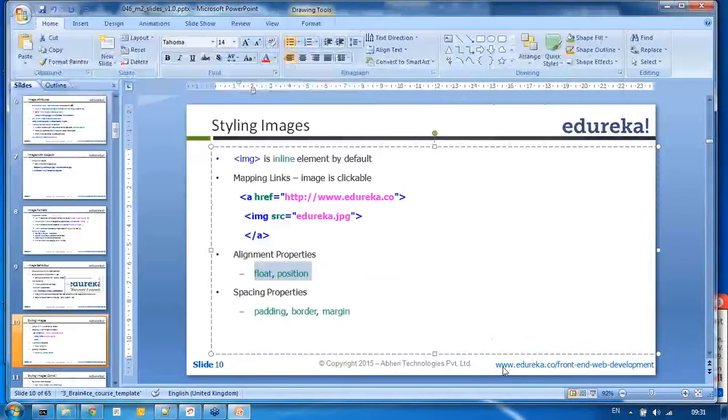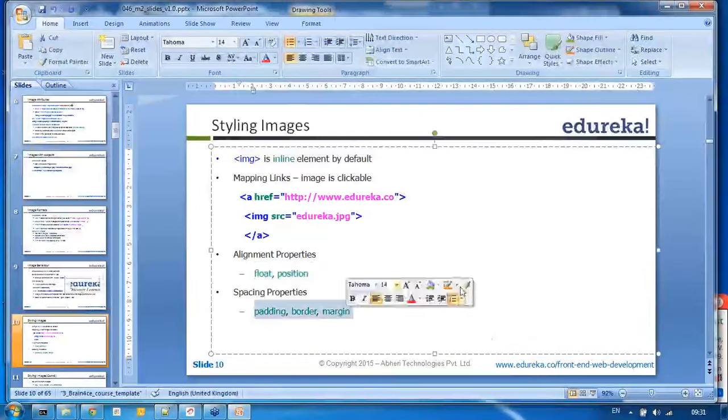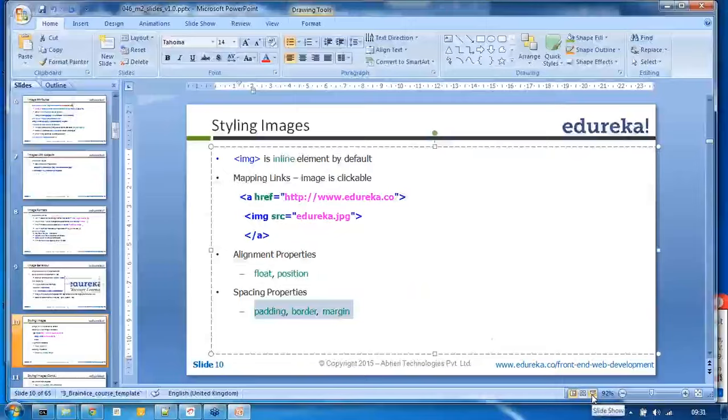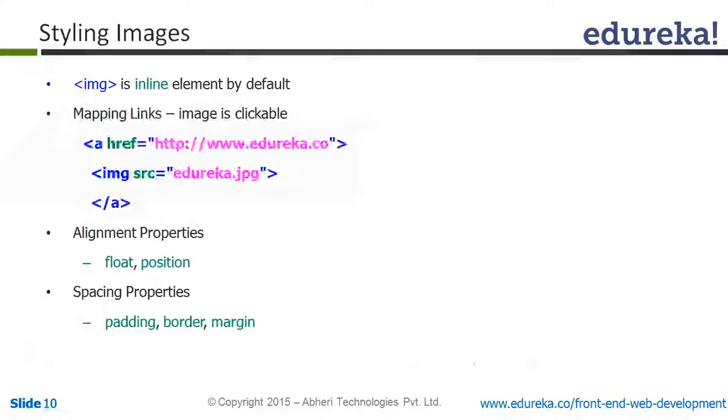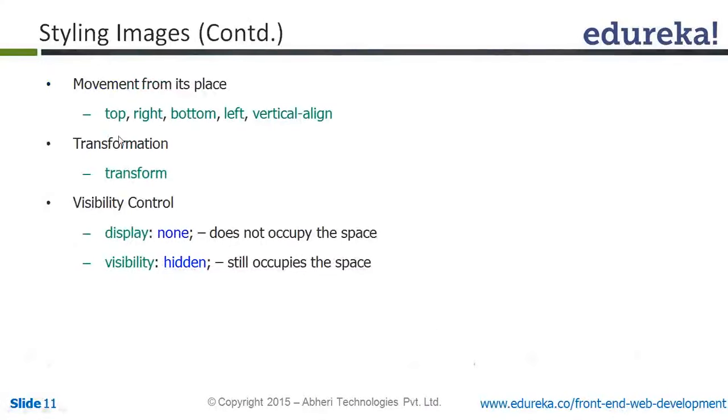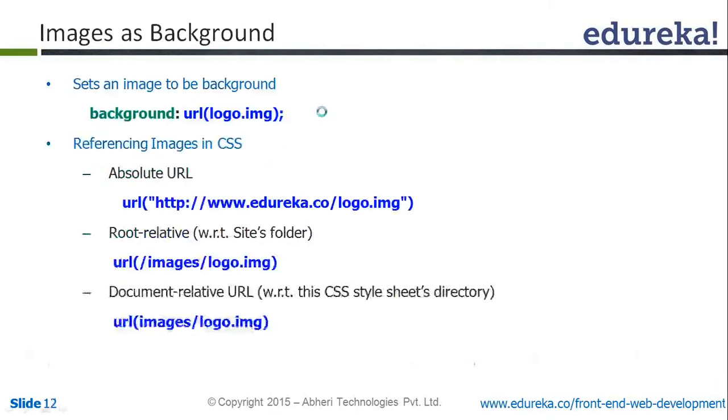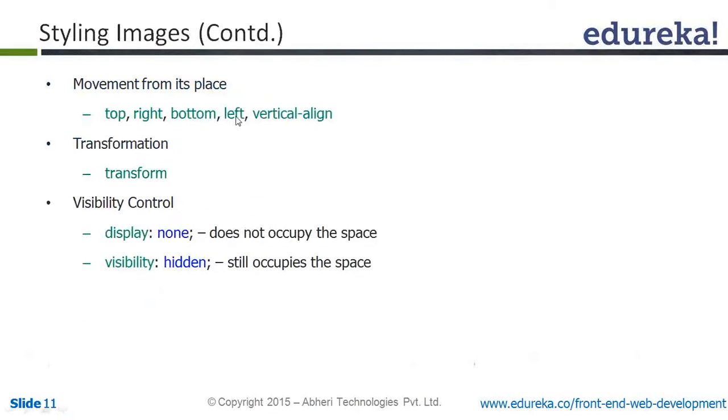I said we'll cover padding, border, and margin when we talk about the CSS box model. We did talk about top, right, bottom, and left, and we used them. For transformation, we have a separate module on CSS transformations and transitions. At that time, you'll appreciate it better. These are some of the complicated features.